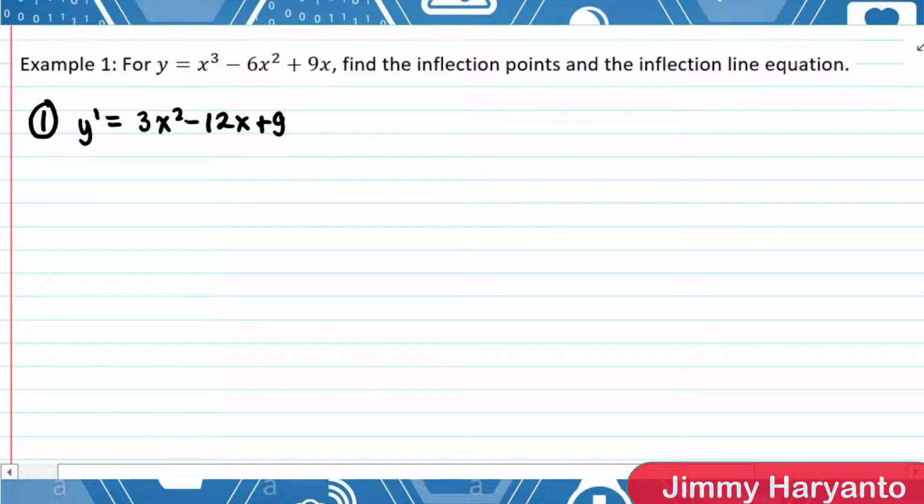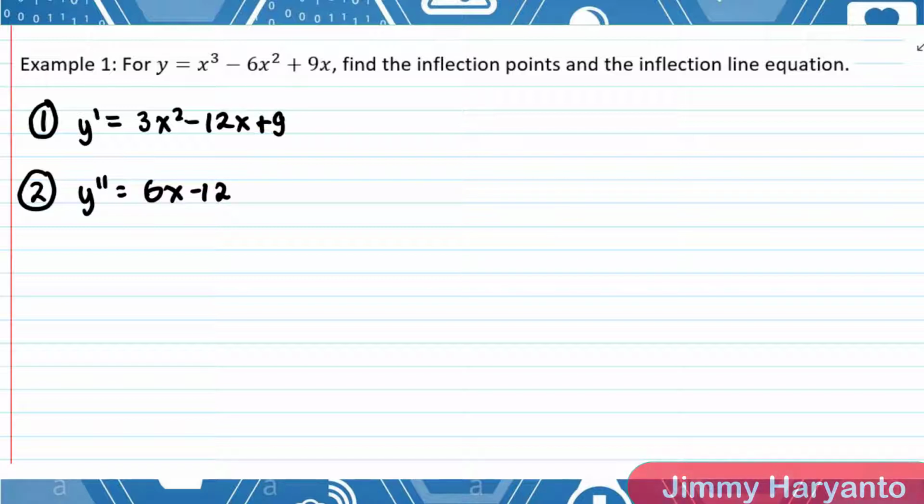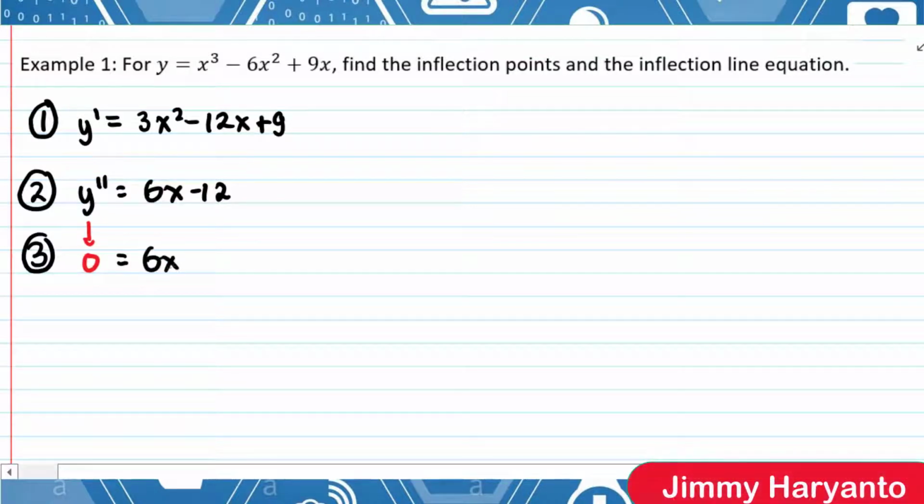To find the inflection point we already know the condition. The condition is the second differentiation has to be equal to 0. So we have to find the y double accent. Y double accent equals 6x minus 12, and the condition is that it has to be 0. So make the y double accent equal to 0: 0 equals 6x minus 12. Then move the 12 to the left side: 12 equals 6x, and then divide by 6. You will get x equals 2.